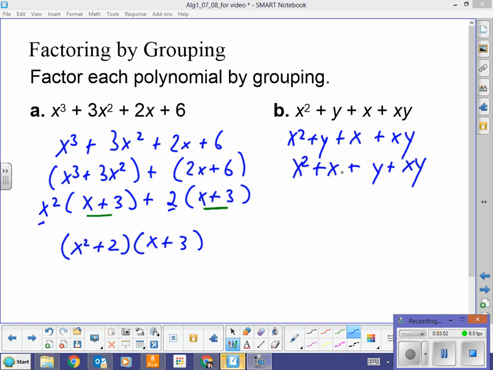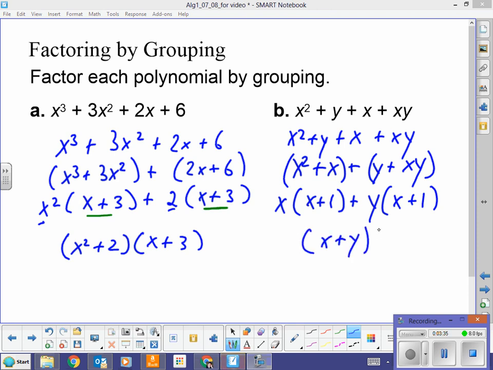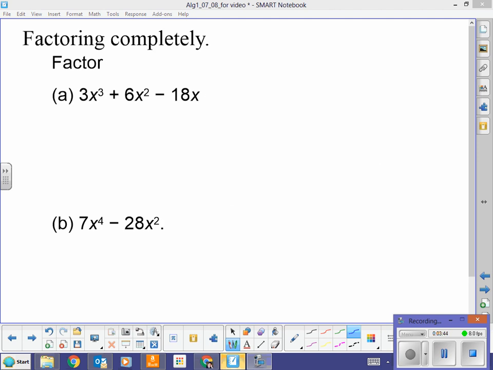And then out of the first term here, I can rewrite it like this. Right? I can factor out x. That's going to leave me an x plus 1. And over here, if I factor out the y, that's going to leave me really x times 1 plus x, which is x plus 1 because of the commutative property. So I have x plus y times my common factor of x plus 1. Okay. So that's a demonstration of factoring by grouping.